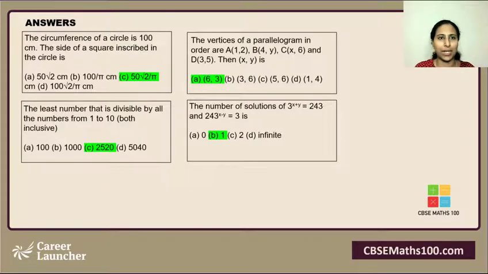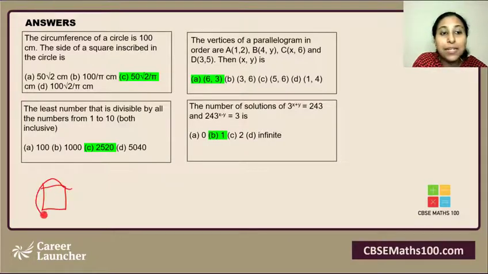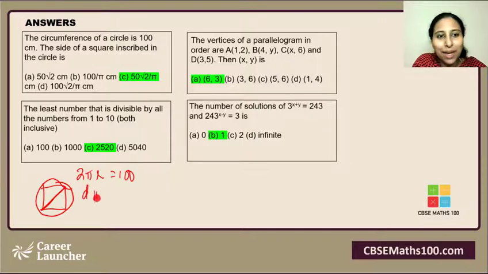If you look at the first one, you have a circle and there is a square which is inscribed in it. Whenever a square is inscribed in a circle, it means that the diagonal of the square is the same as the diameter of the circle. To find the diameter of the circle, we'll use the circumference, which is 2 pi r is equal to 100. Now, what is 2r? 2r is the same as the diameter. So diameter into pi is 100, or we get diameter is equal to 100 by pi.